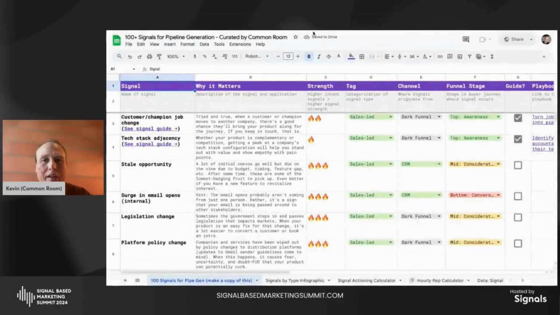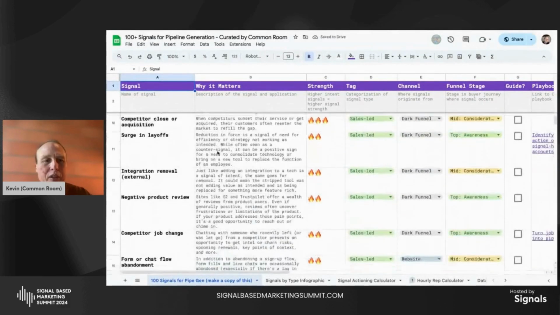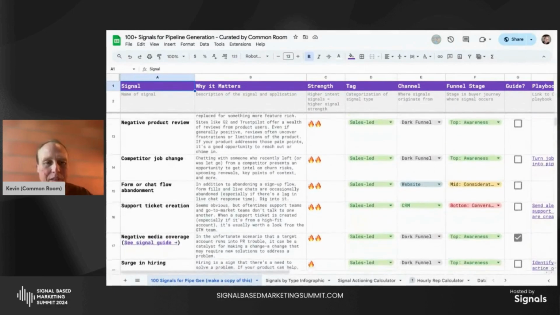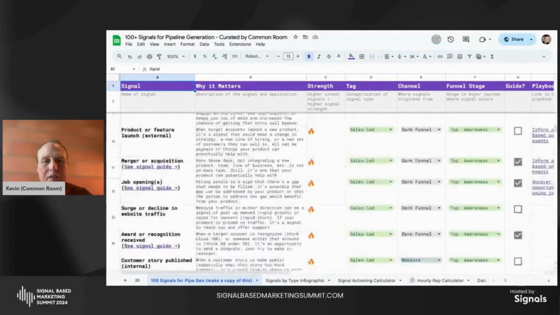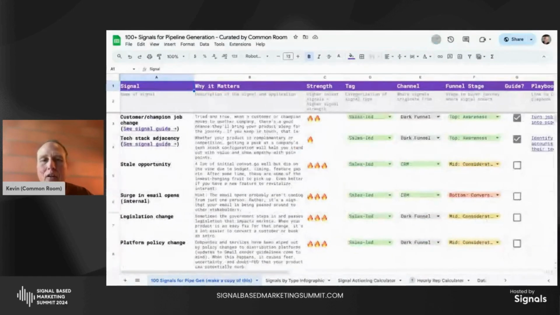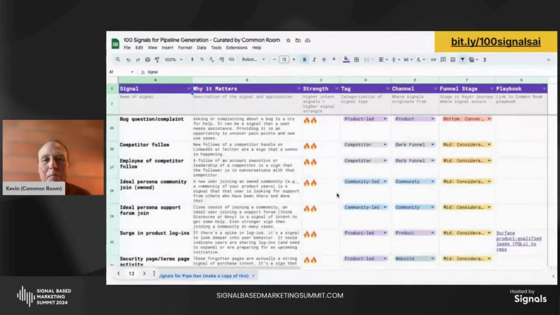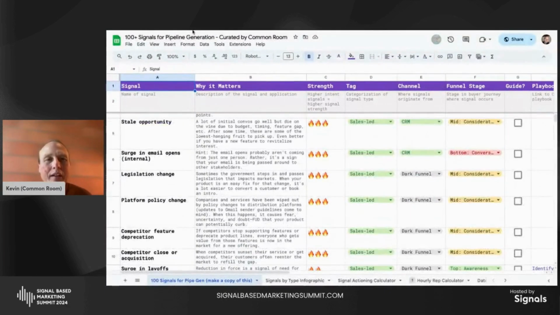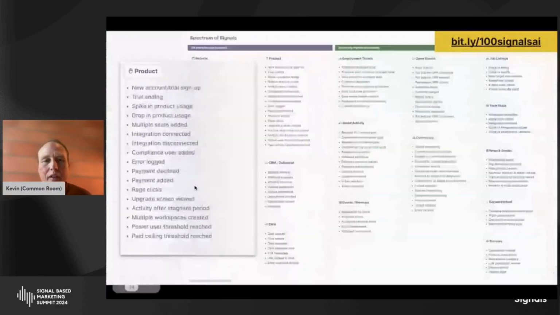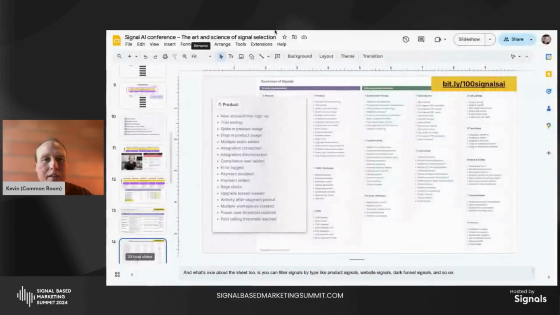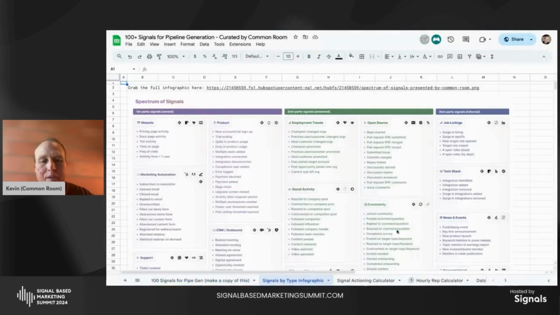I think I'm sharing my screen here. So hopefully everyone can see this, and you can see that there's a bunch of signals here, and you can sort by all sorts of things. What type of signal is it? What funnel stage is it? What's the signal strength, like what's the likelihood to convert? And then it's a little overwhelming. So what I've done from here is group these signals into different categories. And this is also on the same spreadsheet. If you just go from tab to tab, you can see how these signals are grouped.